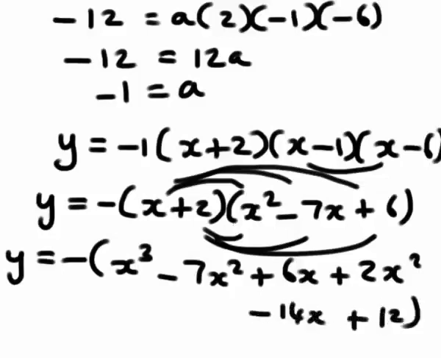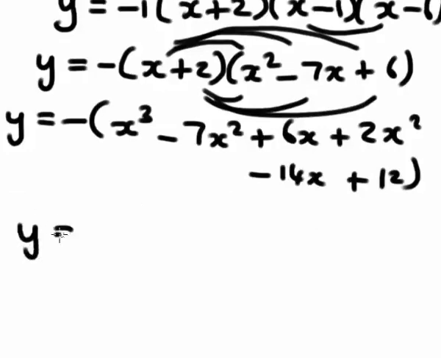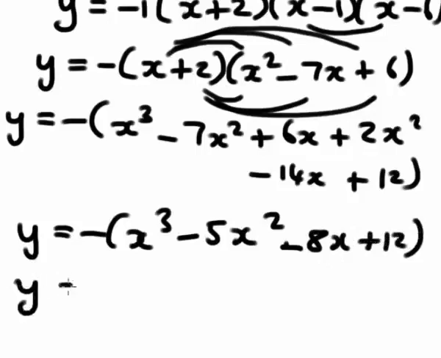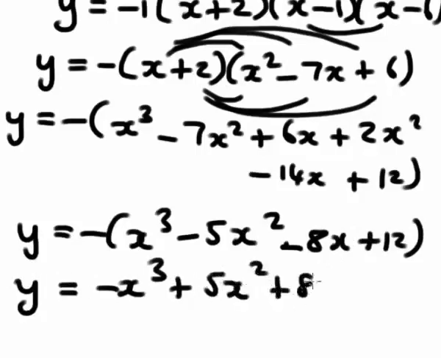And then let's tidy that up. So y is equal to negative x cubed, -7x squared plus 2x squared is -5x squared. And then we've got 6 minus 14, which is -8x. And then we've got the plus 12. And then we simply multiply in the negative, and there we've got it. And there you've got the equation of the graph that you wanted.